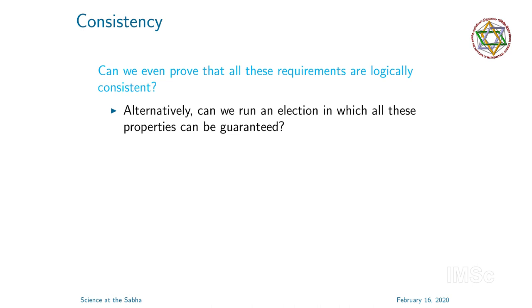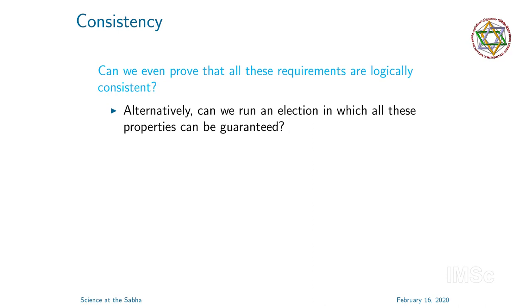Now, this is only a partial list. There are more interesting properties, but at least already this set of properties is very interesting. So, an important logical question to ask: can we prove that all these requirements are logically consistent? I said eligibility, confidentiality, verifiability, all the stuff. Now, are these requirements consistent? This is a logician's question. Another way to ask: can we even run an election in which all these properties can be guaranteed? And what do you think? The answer is yes or no.